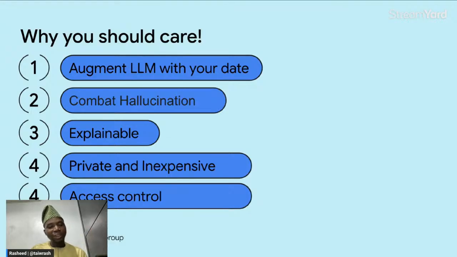The second thing is that it helps you to combat hallucination. I talk about hallucination, getting wrong response from LLM because they don't have access to certain data. But for your own case, you have access to a particular data, a particular fact, a particular context that your LLM can access to get some facts before providing a response. So it helps you to combat hallucination.